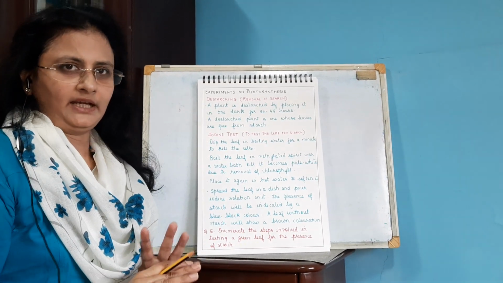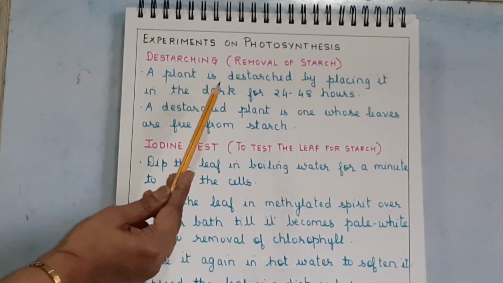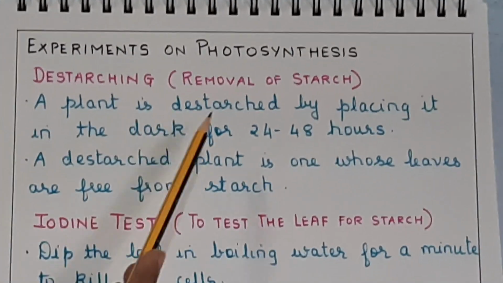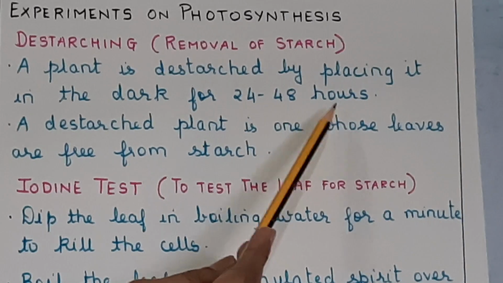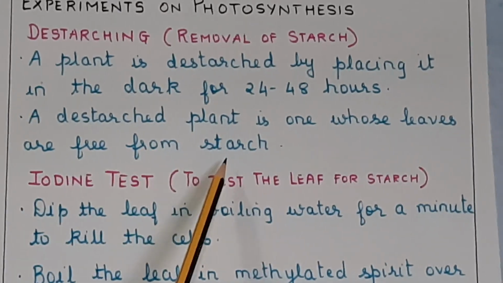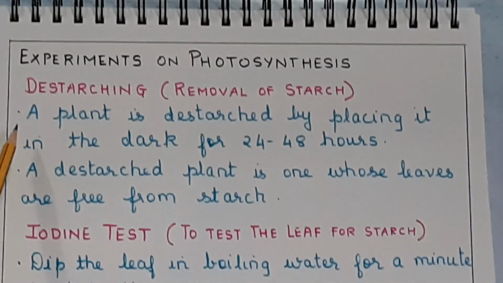Okay, so now let us have a look at what I have just explained, experiments on photosynthesis. So first is the destarching, that is removal of starch. A plant is destarched by placing it in the dark for 24 to 48 hours, and a destarched plant is the one whose leaves are free from starch. Okay, this is clear and you have understood why this is required.